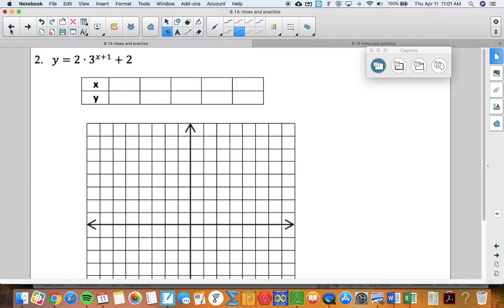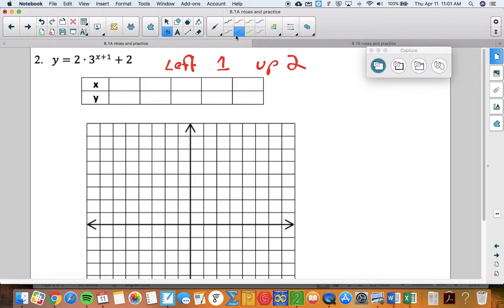Okay, the real number 2. Let's talk about our shifts first. We're going to be shifting to the left 1 because the x is getting added to 1, and we do the opposite of that direction on the x-axis. And then because outside of that we have a +2, we're going to go up 2.